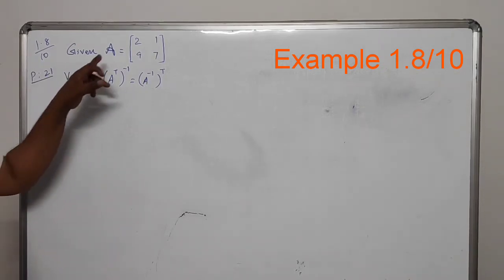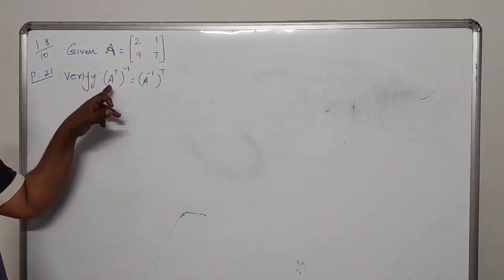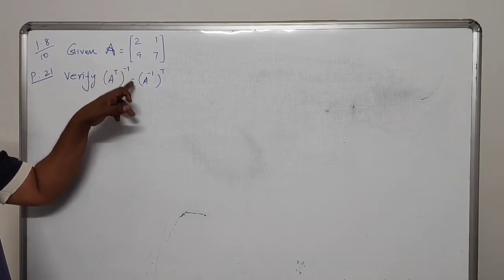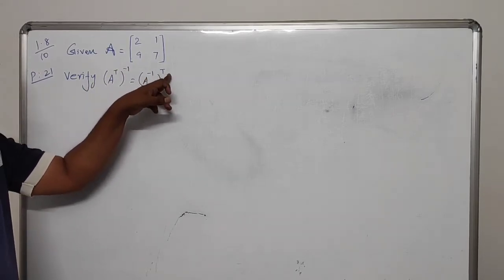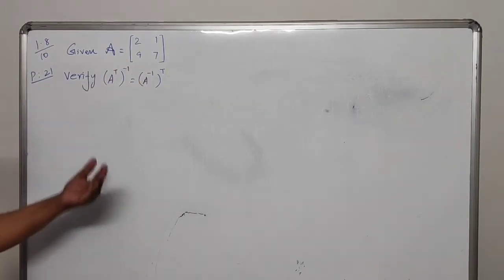Now it is given that A equals [[2, 1], [9, 7]]. For this matrix you have to verify this property: (A transpose) whole inverse is equal to (A inverse) whole transpose. That is, the transpose and inverse are interchangeable. Now let us verify this result.